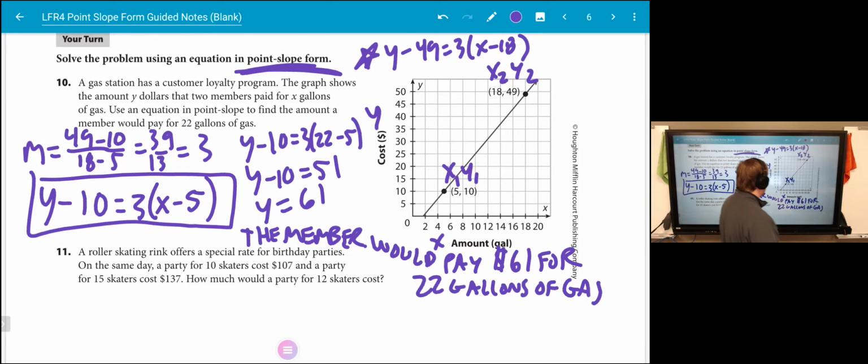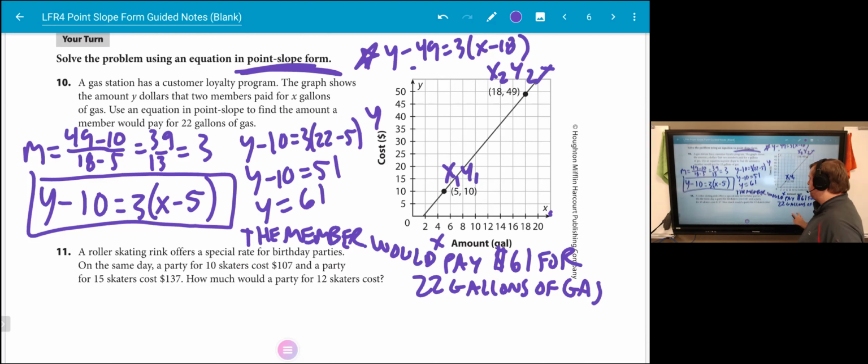Let's check it. There we go. Sorry about that. Might cut out. Let's check it on the graph, right? 22 would be somewhere over here. Actually, it would be right there. If we extended this line out, it would be somewhere up here. Does that make a little bit of sense? To me, it does. If I was to kind of take that line over there, that makes a lot of sense to me. So let's look at number 11.